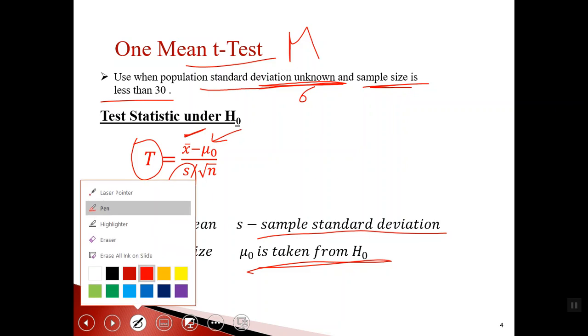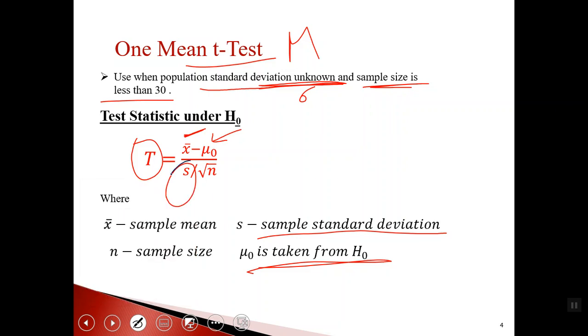Let me pick another color. Okay, the difference is this value S, the sample standard deviation. For the Z test, in the test statistic Z, we had sigma, but here in T test we have S. That's the major difference in this formula.